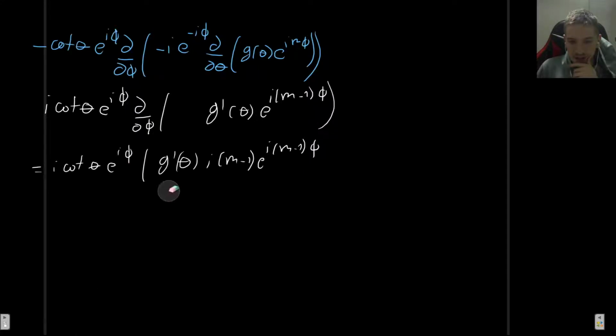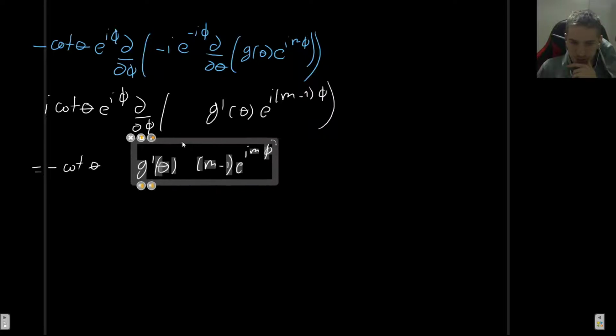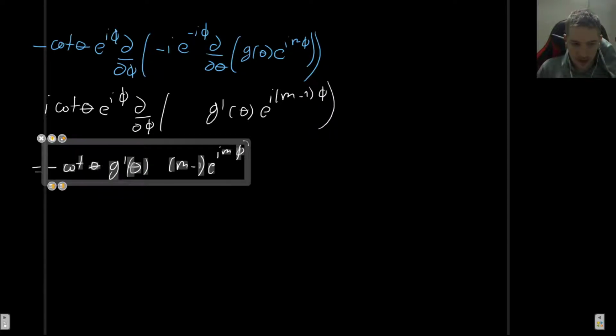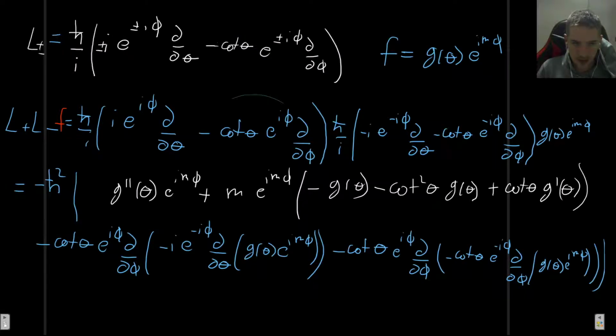So here we can simplify a few things. This i right here and this i right here will give us a minus sign. Then this exponential will cancel out this minus 1 right here. So this is just going to be e^{imφ}. And yeah, I think that's it. That's all we can simplify for now. So let's plug it back in here.